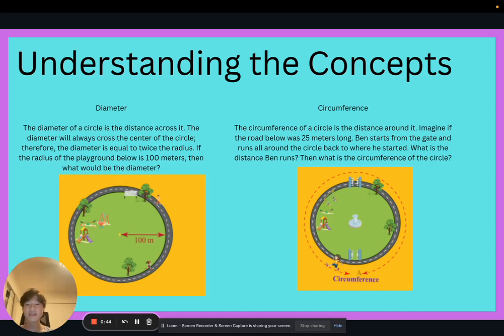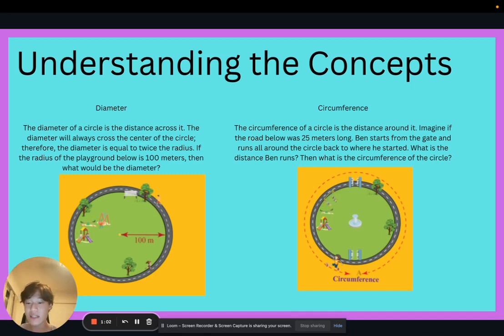So let's understand these concepts, right? Firstly, another term you have to know is the diameter. The diameter of a circle is the distance across a circle. The diameter will always cross the center of the circle. Therefore, the diameter is equal to twice the radius.